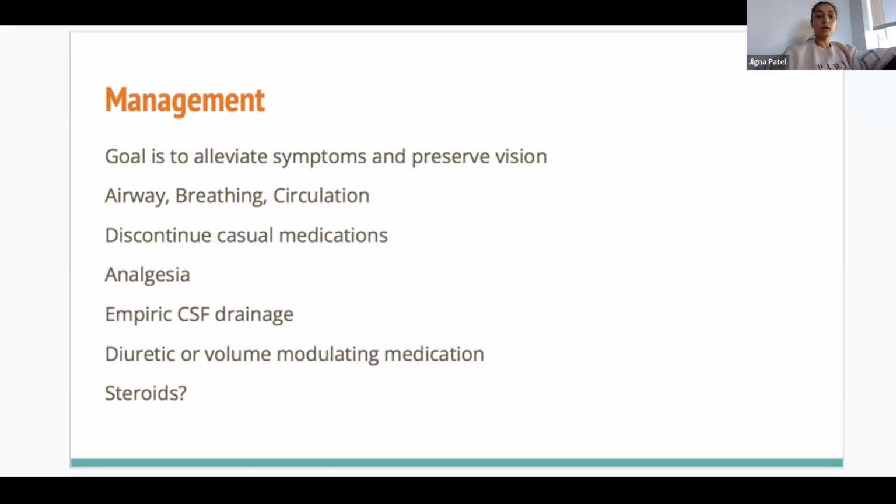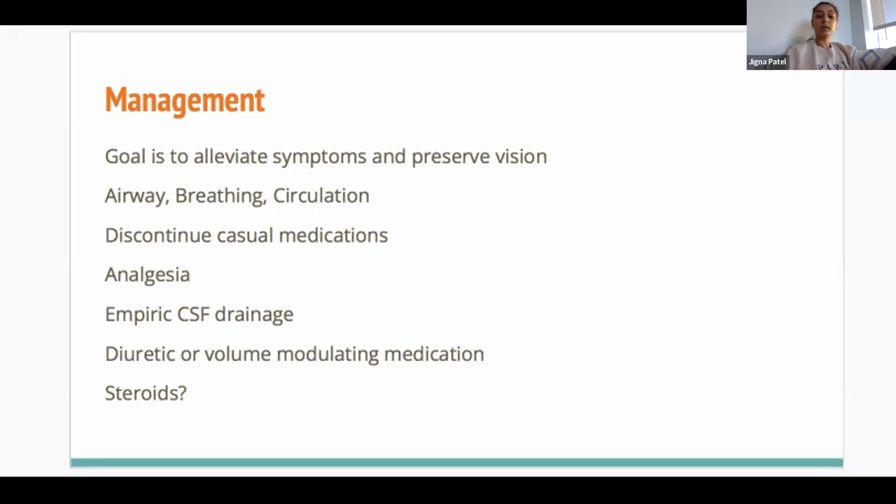The goal of the treatment is basically to treat the symptoms and preserve their vision. You want to make sure you discontinue any sort of medications that may be causing this, such as tetracyclines, OCPs, etc. You want to treat their pain with any sort of analgesia. You can do NSAIDs, Tylenol, or even morphine at that time.